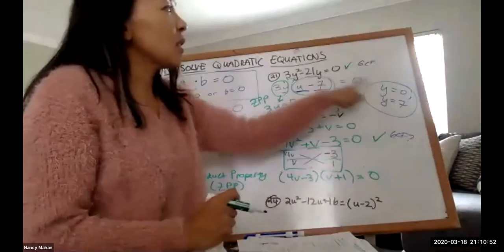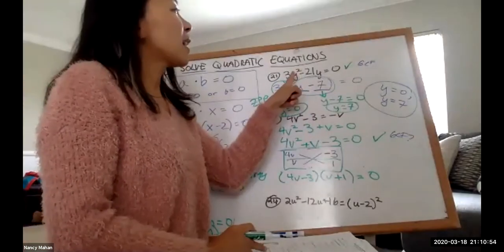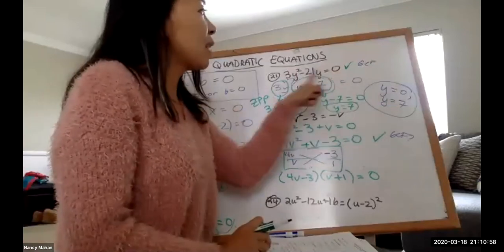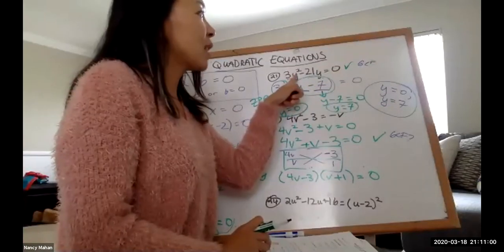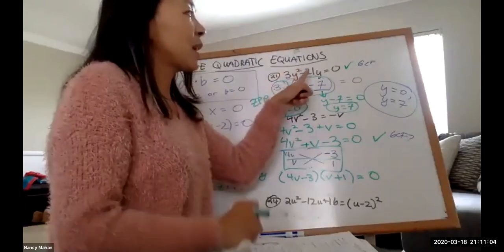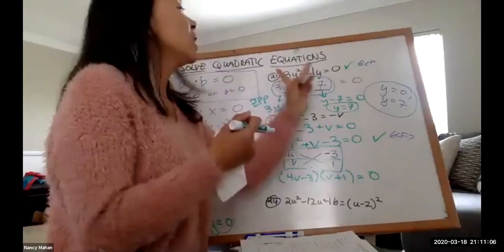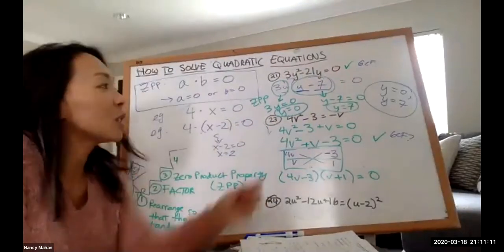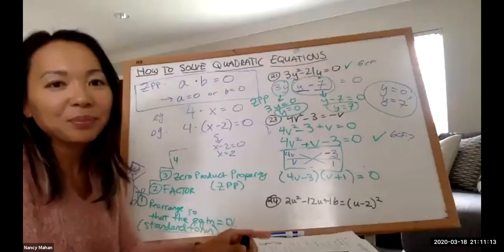So if I plug 0 in here, I get 0 minus 0 equals 0. If I plug 7 in here, 7 times 7 is 49. 49 times 3 is some number. Minus 21 times 7, which is some number. If you subtract them, you will end up getting 0. I don't have my calculator in hand, but you could also check your work by plugging it in.